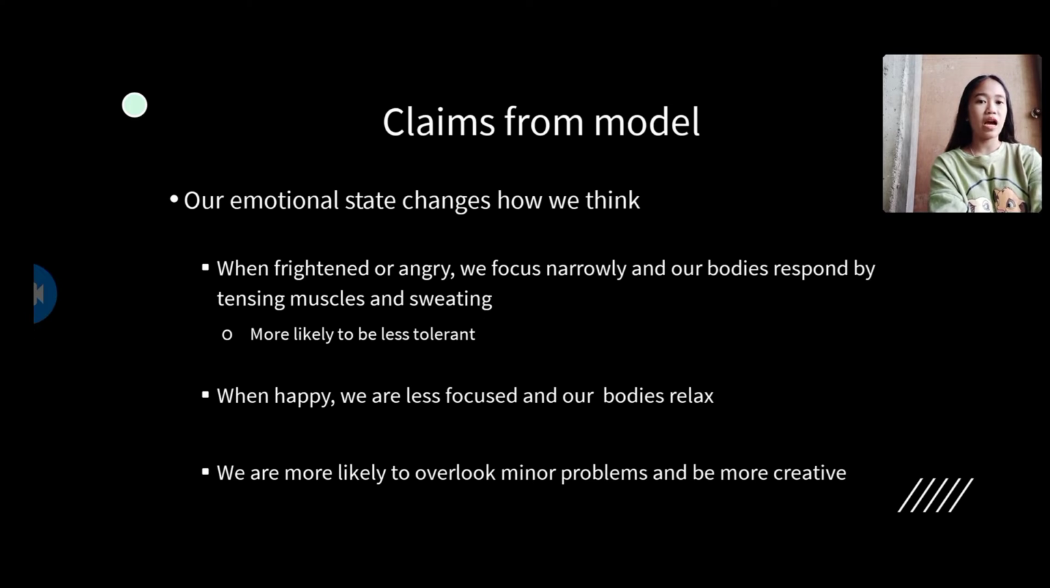Claims from the model: our emotional state changes how we think. When we are frightened or angry, we focus narrowly and our bodies respond by tensing muscles and sweating. We are more likely to be less tolerant. When happy, we are less focused and our bodies relax. We are more likely to overlook minor problems and be more creative.